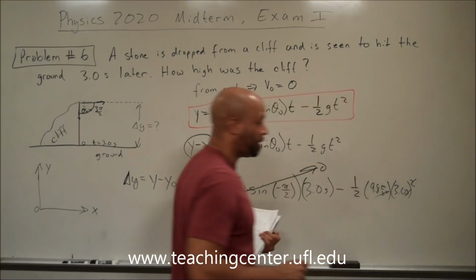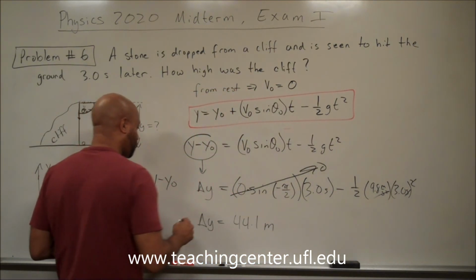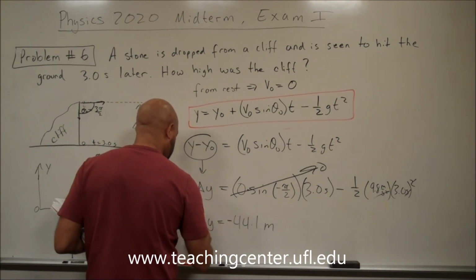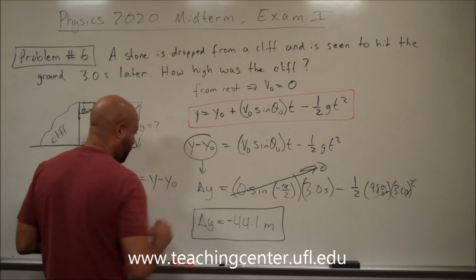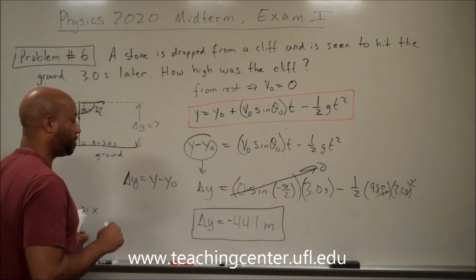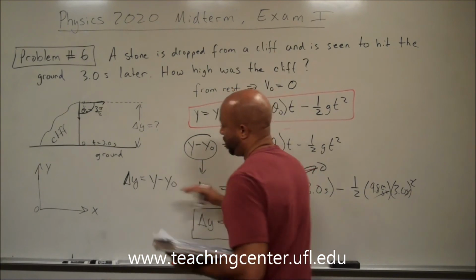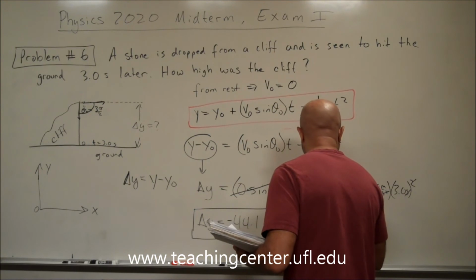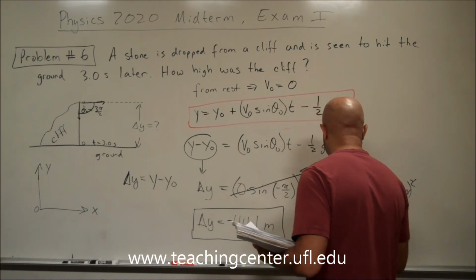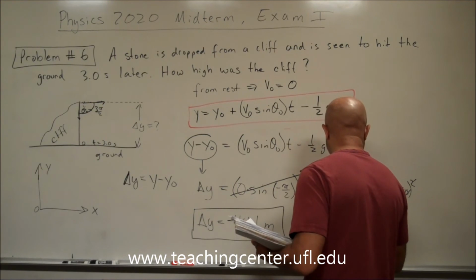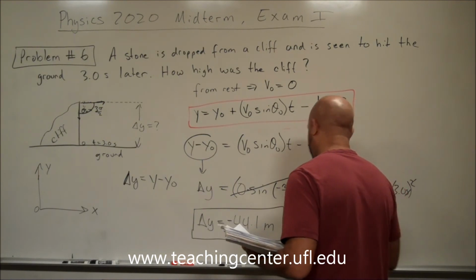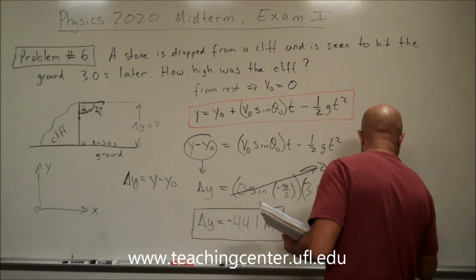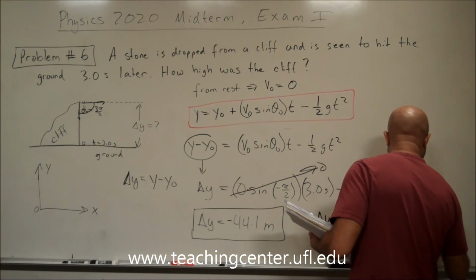We get meters because both of the seconds squared cancel out, and we're left with just meters. So delta y is actually negative, and that is correct because we defined our coordinate system with the origin here. Delta y has to equal your final, which is 0, minus your initial, 44.1 meters, so that's negative 44.1 meters.